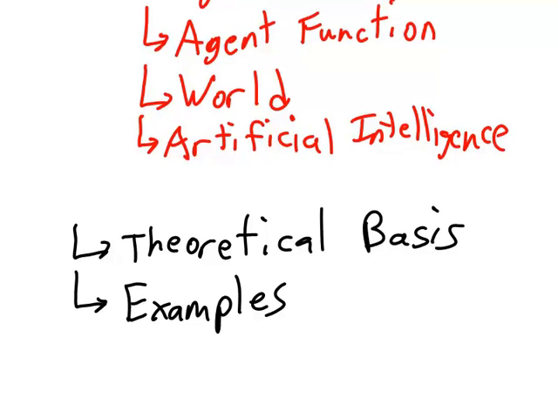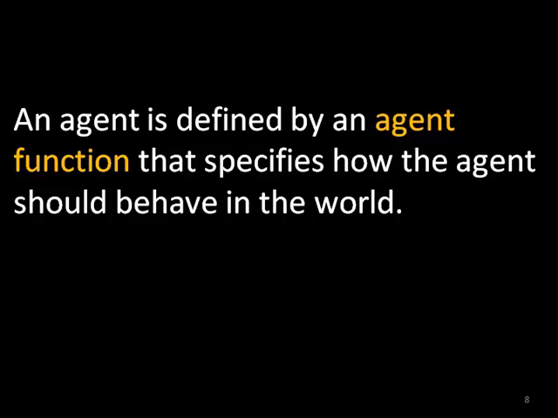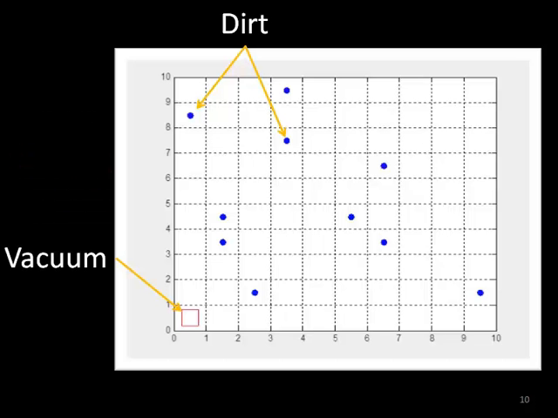In order to do that, we're going to move on to the third part of this lecture, which is some examples. Remember that an agent is defined by an agent function that specifies how it should behave in the world. We're going to take a look at a couple of examples of agent functions that result in a rational agent to operate in vacuum world.